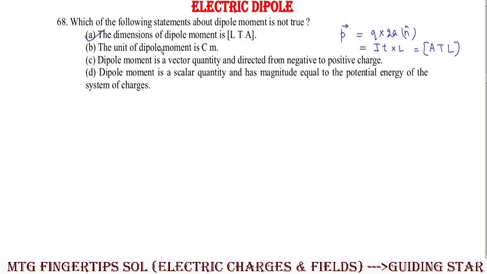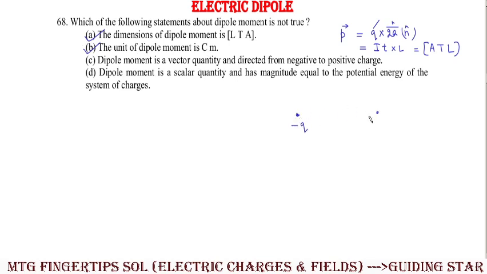The unit of dipole moment is, so what will be the unit of dipole moment? Coulomb meter. So for q it is Coulomb and for length it is meter. So finally Coulomb meter is the correct one. Dipole moment is a vector quantity and directed from negative to positive charge. So always remember what is the direction of the electric dipole.